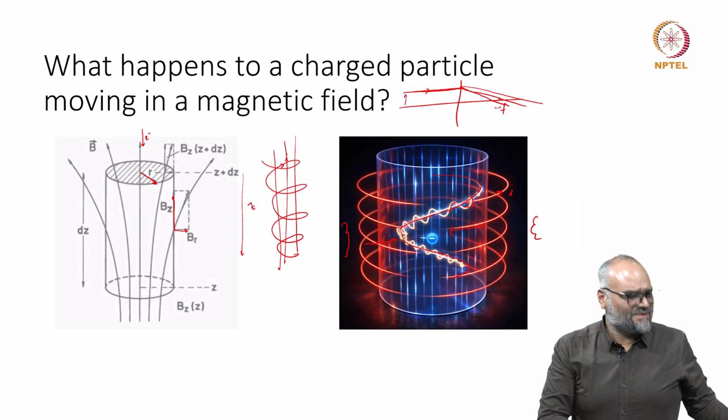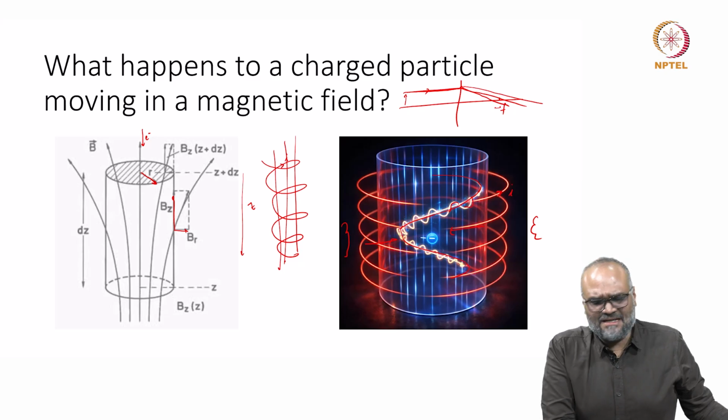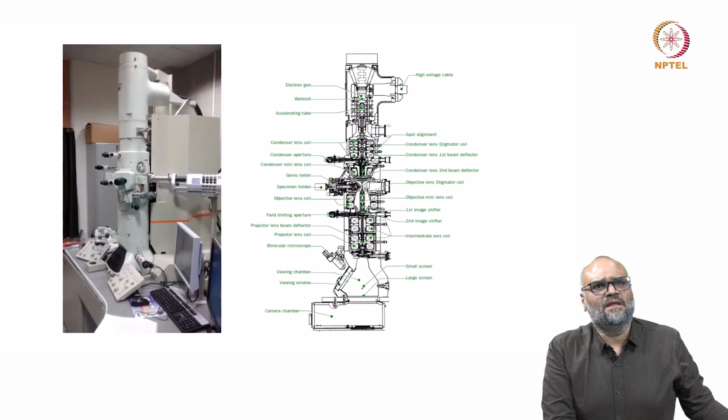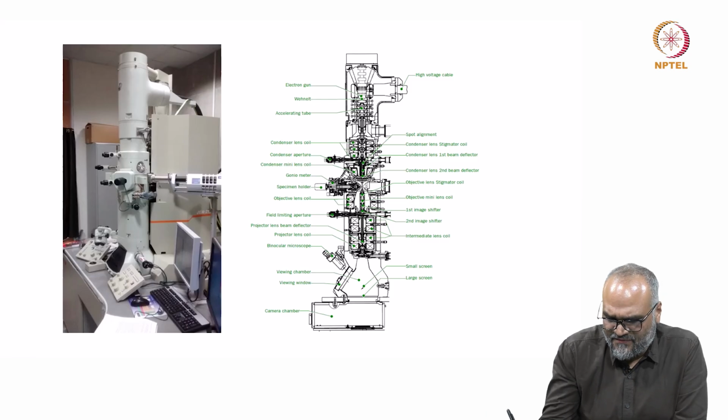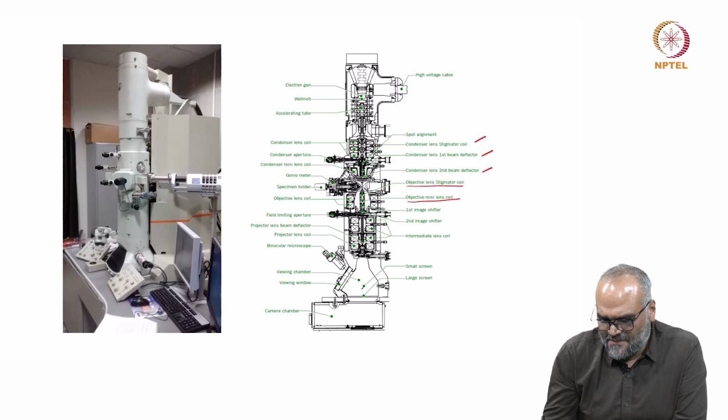With this, let me show you the electron microscope column again and a cross section of different kinds of coils that are there along the microscope column. So here is the 2100 microscope, and if you look at it, there are different kinds of coils which are placed here. There is a condenser or a stigmator coil. There is something called a deflector. There is again another deflector here. There is a lens stigmator coil. There is a mini lens coil, and there is another image shifter. There is an intermediate lens, and of course here you have the screens.